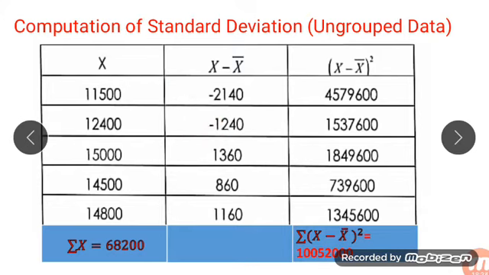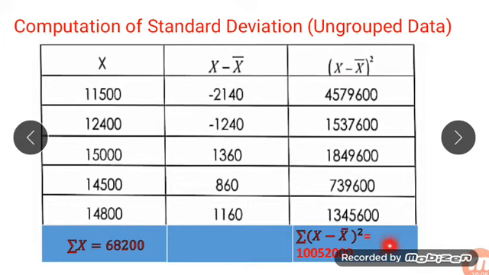Sometimes some values will be positive and some will be negative, so they will cancel each other and we may get 0. So in order to overcome that problem, we have to take the square, in order to make all the values positive. So when the square is taken, minus 2140 should be squared, and we'll get this value, and all of these should be squared.